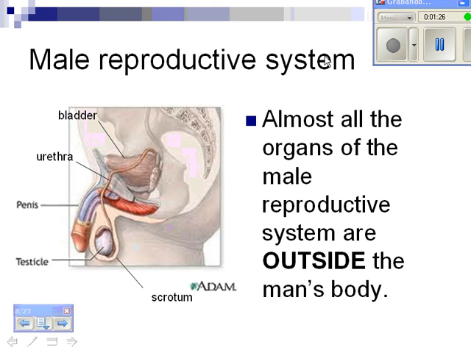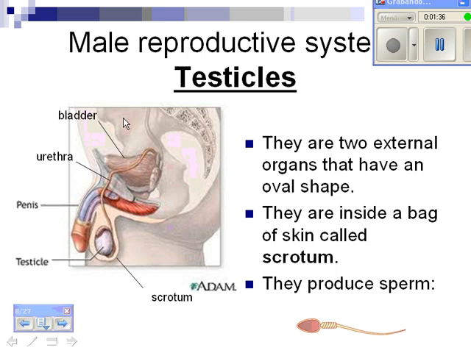The male reproductive system. Almost all the organs of the male reproductive system are outside the man's body. Testicles. Here are the testicles. They are two external organs that have an oval shape. They are inside a bag of skin called the scrotum, and they produce sperm.